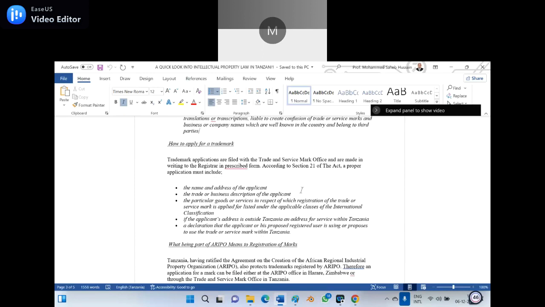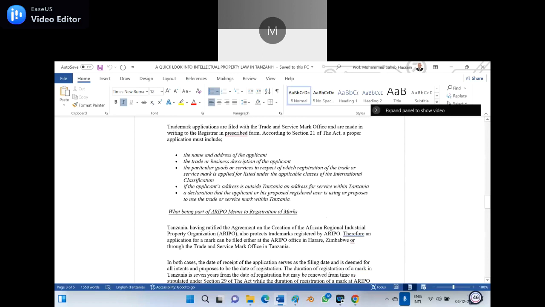So now let us see how to apply for a trademark. Trademark applications are filed with the Trade and Service Marks Office and are made in writing to the registrar in a prescribed format, pro forma. According to Section 21 of the Act, a proper application must include the following. Number one, the name and address of the applicant, the full address. The second, the trade or business description of the applicant. What trade or business they are going to carry out, a short description of that should be made by the applicant.